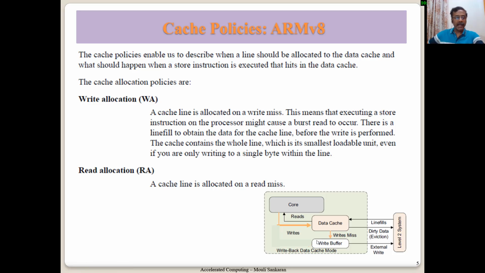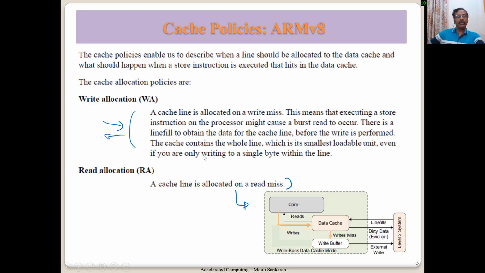So in summary, read allocation means you allocate on a read miss. In that case, the write policy must be write through, because whenever you are reading, you get it from the cache, but whatever you write goes directly to main memory. So you are using the cache only for read misses. Whereas with write allocation, you do both write and read operations from the cache, and whenever you have a write miss, you allocate one block in the cache.